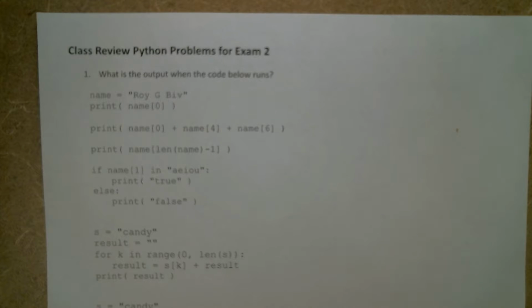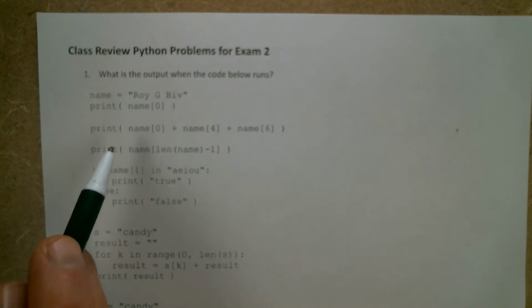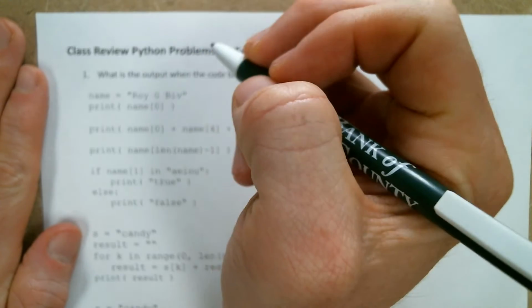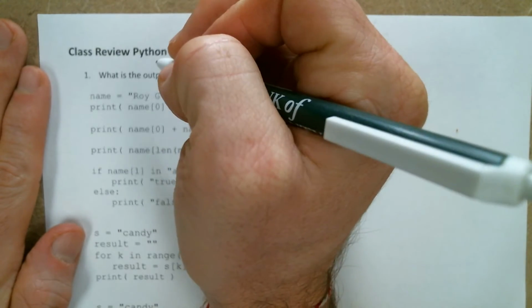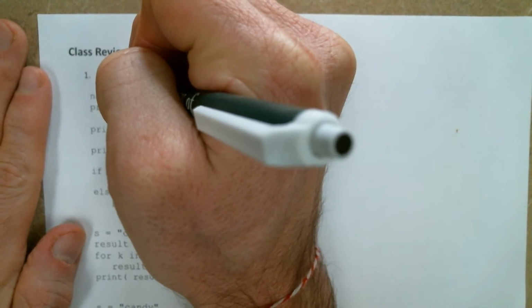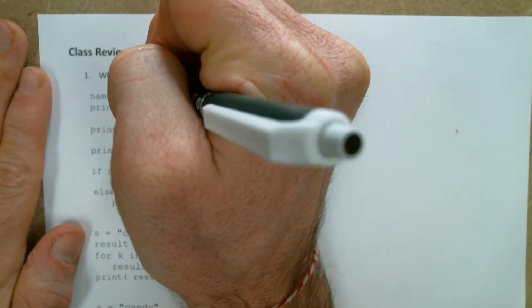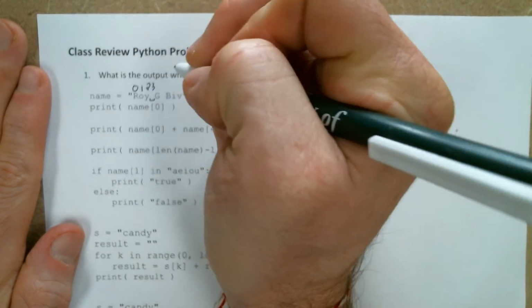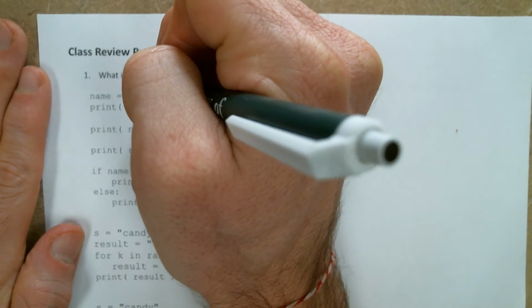All right, number one, what is the output when the code below runs? So we have a string here. Inside of that string is Roy G. Biv, and then we're printing out name with an index of 0. The important thing to remember here is that when you have a string, the first index is actually spot 0. So this is spot 0, 1, 2, and then there is a space here, so that space has the index 3. That's a character just like anything else.